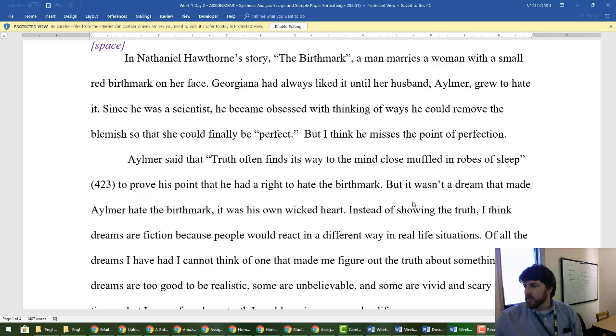First thing he says is, Aylmer said that truth often finds its way to the mind, close muffled in robes of sleep, and he provides a page number there, to prove his point that he had a right to hate the birthmark. He said, but it wasn't a dream that made Aylmer hate the birthmark, it was his own wicked heart. Instead of showing the truth, I think dreams are fiction because people would react in a different way in real-life situations. Of all the dreams I have had, I cannot think of one that made me figure out the truth about something. Some dreams are too good to be realistic, some are unbelievable, and some are vivid and scary at times, but I never found any truth I could use in my everyday life.